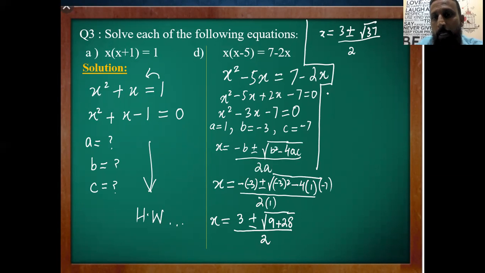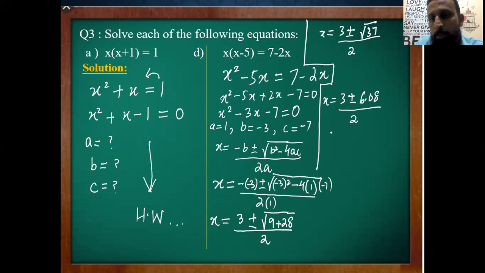You are allowed to use a calculator, dear students. So x equals 3 plus minus root 37. 37 is very close to 36. It will be 6 point something, 6.08. So plus minus 6.08 upon 2.